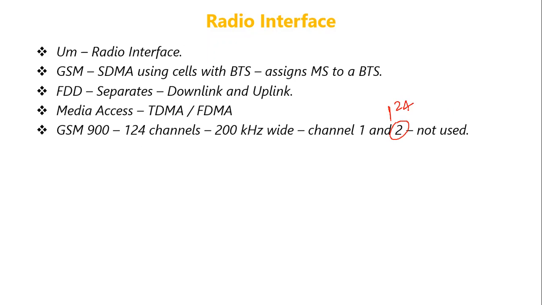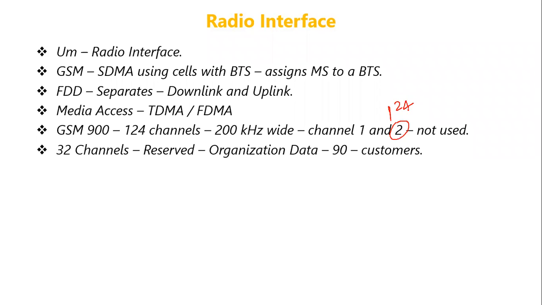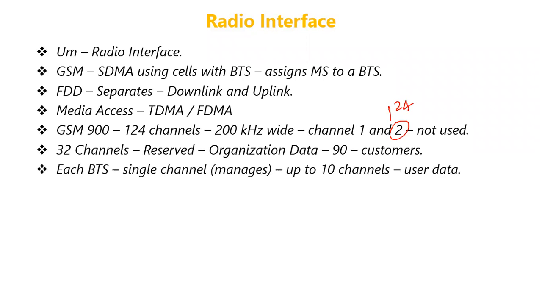And 32 channels were reserved for organizational data, and the remaining 90 channels are used for customers. Each BTS, that is base transceiver station, manages a single channel for organizational data and up to 10 channels for user data. Similarly, GSM 1800 and 1900 also work in a similar fashion.